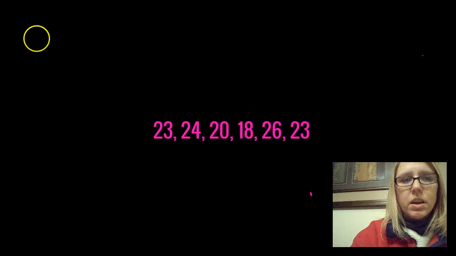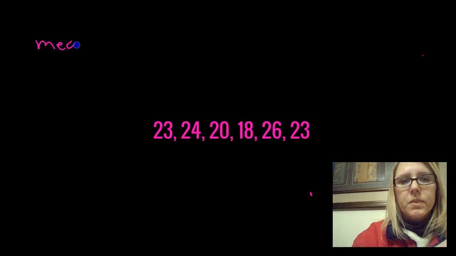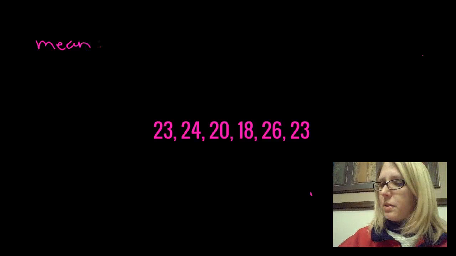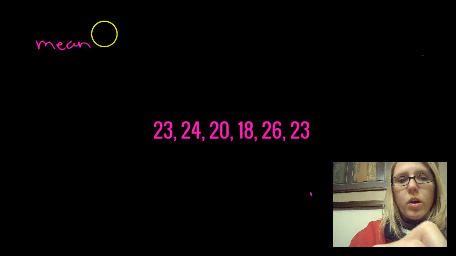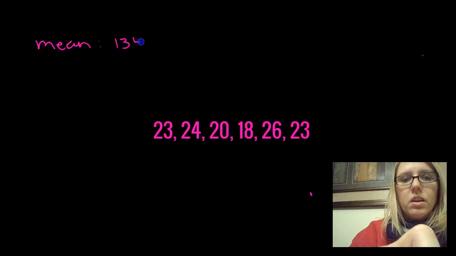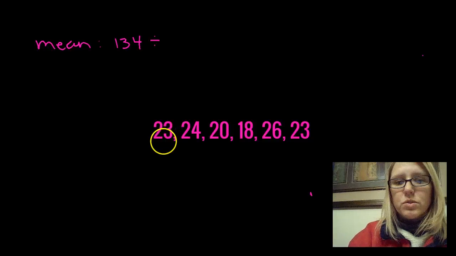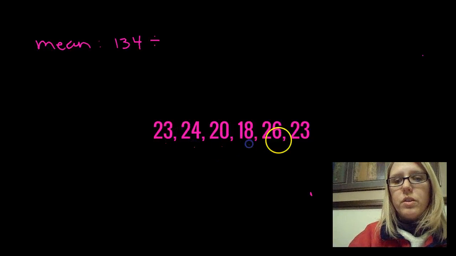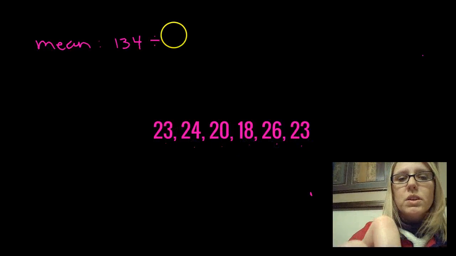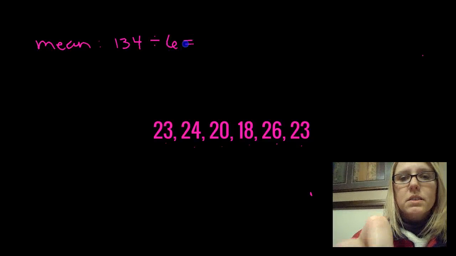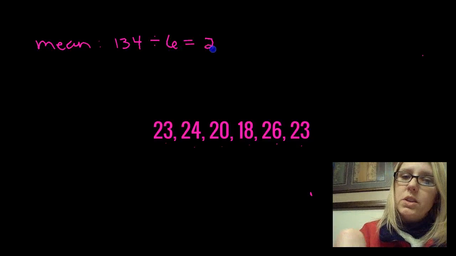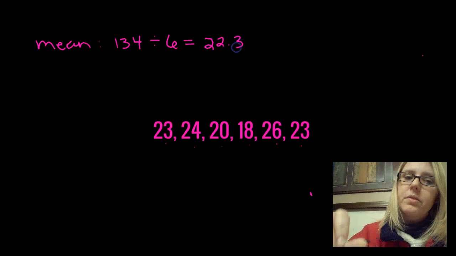Okay, so let's try another example. Let's find the mean of these 6 numbers. To find the mean, remember, we are actually adding them all together. And when we add them all together, we get a total of 134. And then we are going to divide by the total number of numbers we have, which is 1, 2, 3, 4, 5, 6. So we're going to take 134 and divide it by 6. When we do that, we have 22.3.